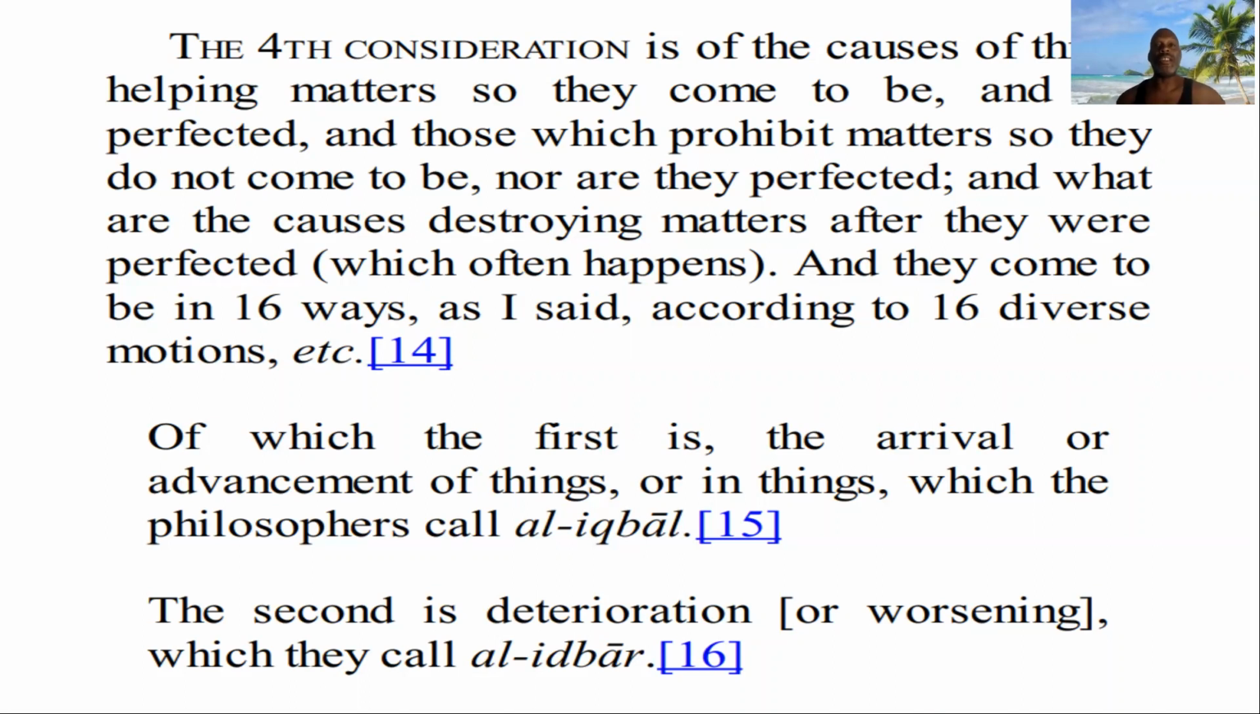An excellent example of a horary question is, am I able to get pregnant? So the causes of things helping matters so that they come to be and are perfected, and those which prohibit matters so that they do not come to be, nor are they perfected, would be me being able to have children, or me not being able to have children. These particular considerations within the main consideration contribute to whether or not these things will happen.